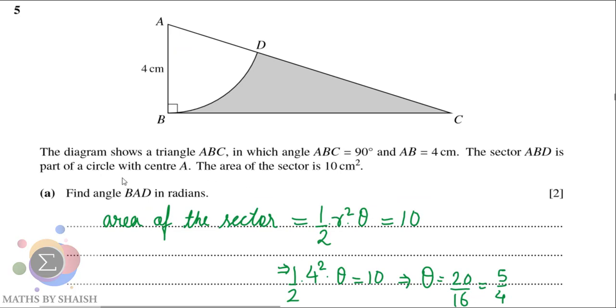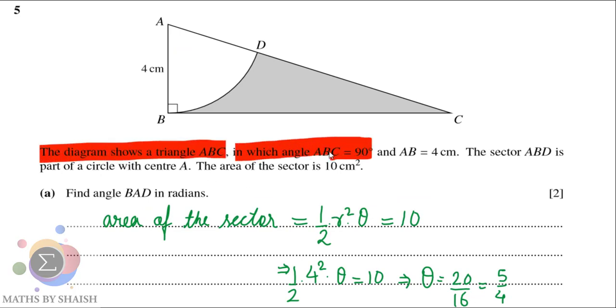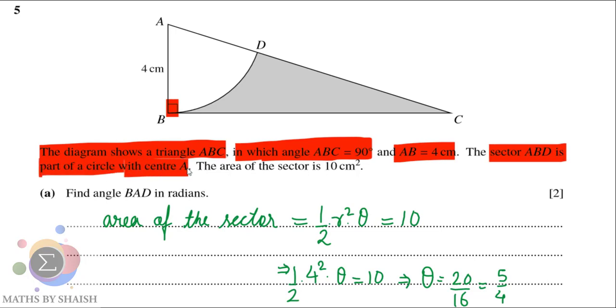And here's the fifth question. The diagram shows a triangle ABC in which angle ABC is 90 degrees. We can see it is 90 degrees and AB is 4 centimeters. The sector ABD is part of a circle with center A. Okay, this is the center. The area of the sector is 10 centimeters squared. So the area of the sector is given, meaning this area of the sector is 10 centimeters squared.